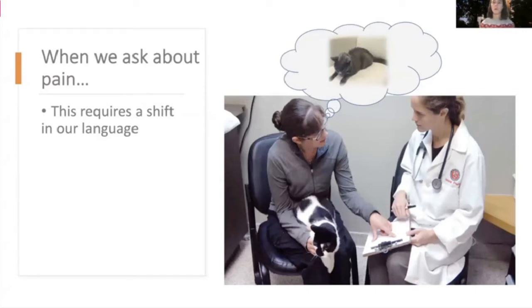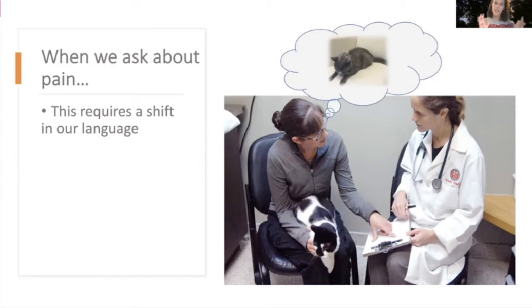And this means that we need a shift in our language, because when we ask about pain, what owners are imagining is very different from what we're imagining, right? So if we say, do you think your cat has any pain? The owners may say, oh, no, I don't think she has pain. But that's because what they're picturing is a cat in more acute pain. They think about vocalization, about squinting eyes, about signs of pretty acute pain, when what we're thinking about really is more like this cat that's sitting in this owner's lap who has difficulty jumping up or going up and down the stairs.